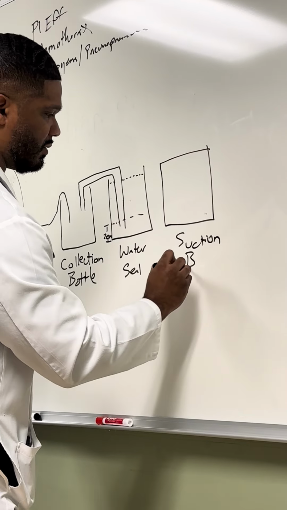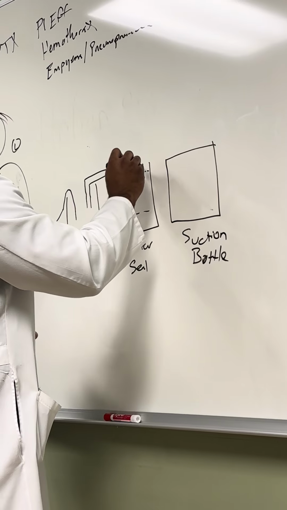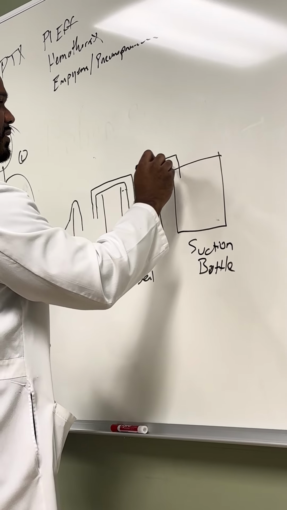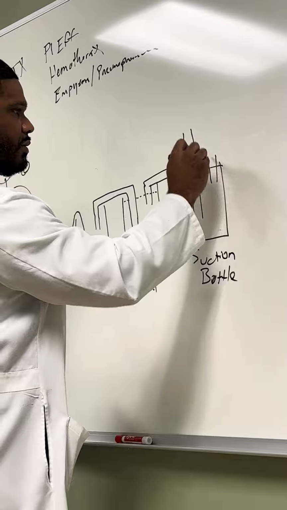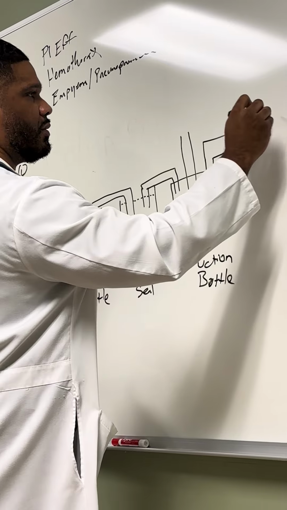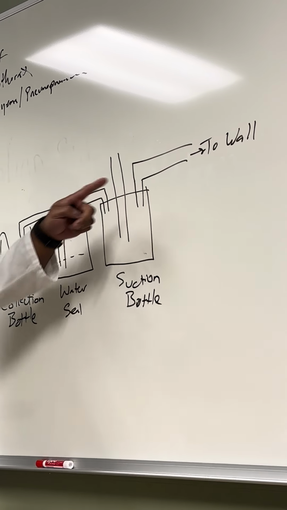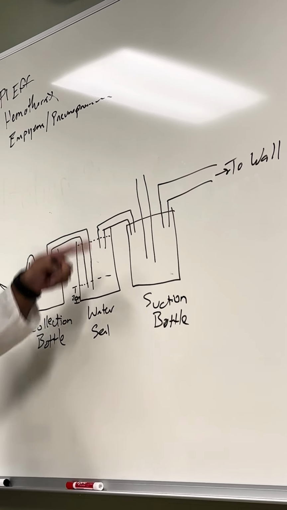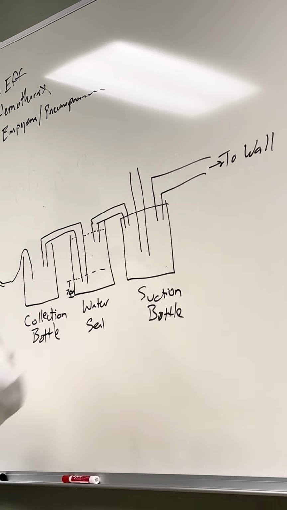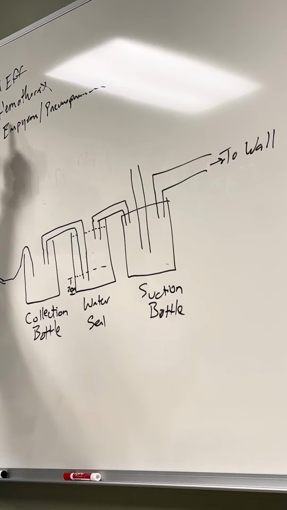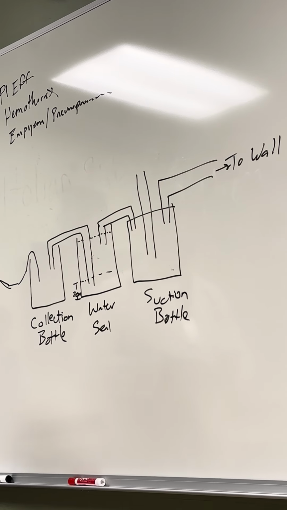Suction. And so what we would do in that case is add a third bottle, and we were able to connect this system to wall suction and start pulling out air or blood or infection or the effusion. And we were able to do that.